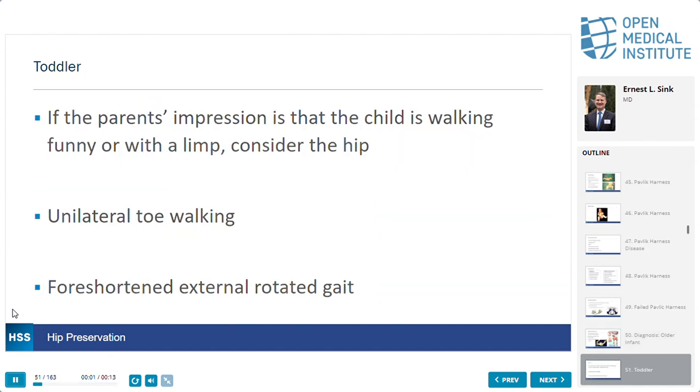If the parent's impression is the kid's not walking normal, or they have unilateral toe walking, one side's longer than the other, or foreshortened, externally rotated gait, those are hip dysplasias.